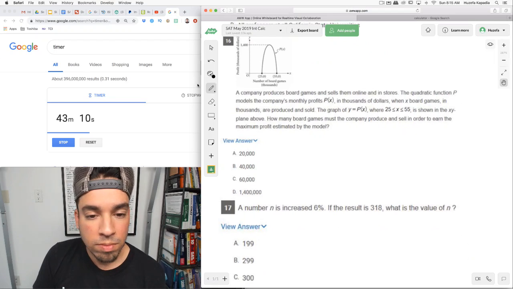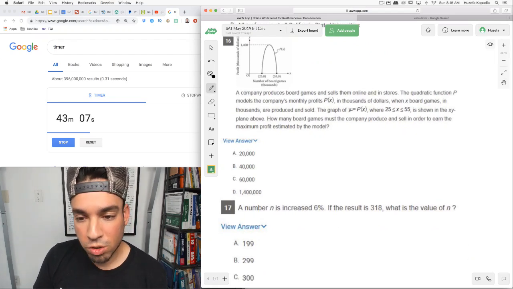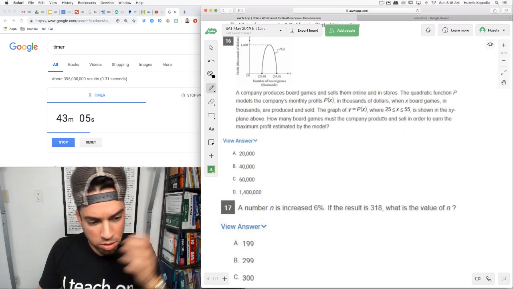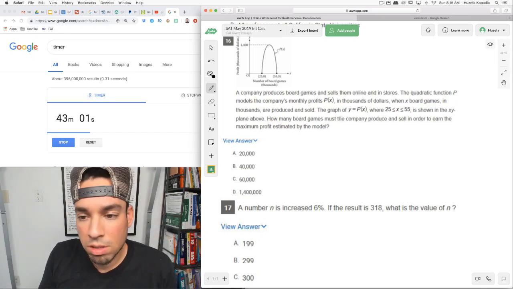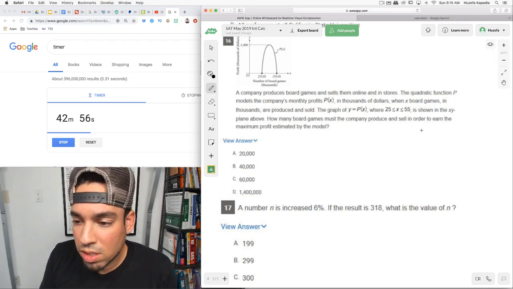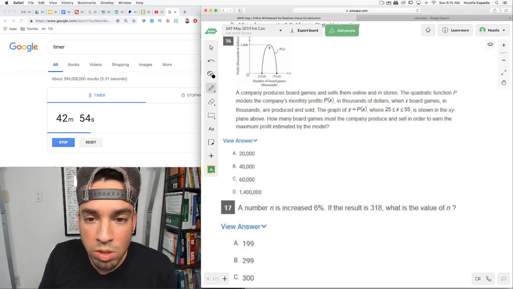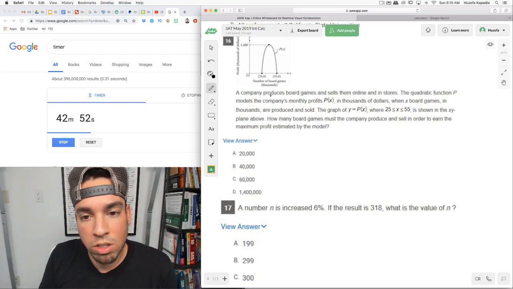A company produces board games and sells them online and in stores. The quadratic function models the company's monthly profits. How many board games must the company produce and sell in order to earn the maximum? So the maximum is occurring right here at 1,400.